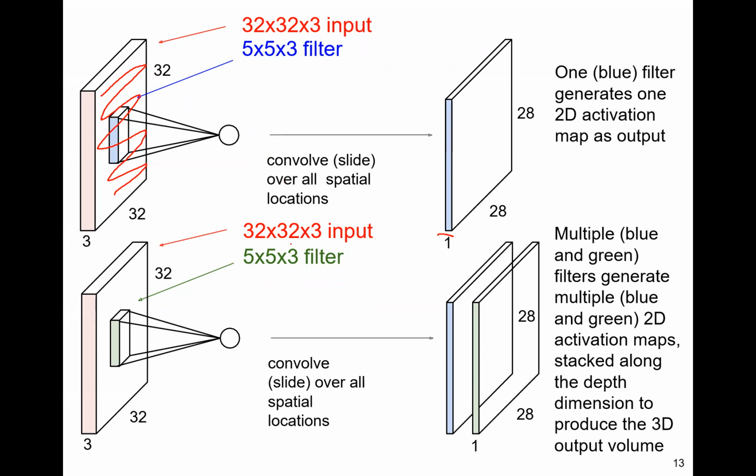And then you may apply another green filter, a separate filter with different weights and biases to the same image. And you generate another green activation map for this filter. So multiple filters generate multiple 2D activation maps stacked along the depth dimension to produce the 3D output volume. So here we have one input volume and 2 filters, blue and green. So the blue filter generates the blue activation map, and the green filter generates the green activation map. So the output is 2 activation maps stacked together into a 28 by 28 by 2 output volume.